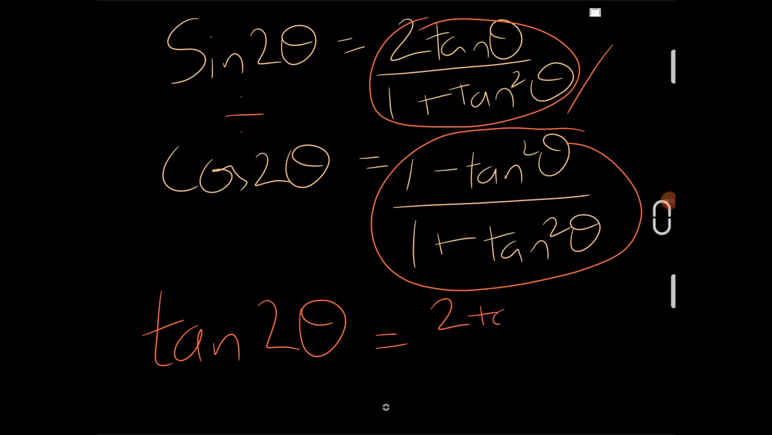that will be 2 tan theta whole divided by 1 minus tan square theta. Phew, man. See the formula that we have arrived at. Yeah, I would say this is an amazing conclusion to which we have arrived.